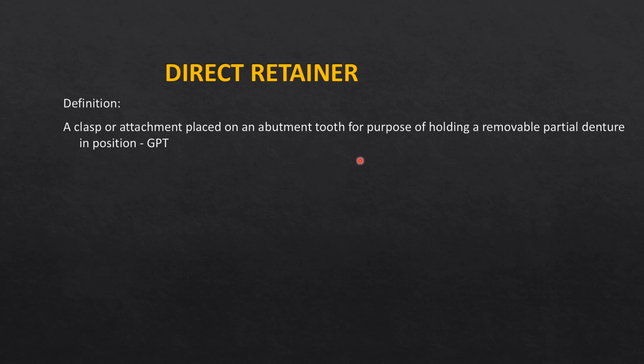Placed on the abutment tooth for the purpose of holding a removable partial denture. Here, in removable partial denture, abutment tooth is a tooth on which the clasp assembly is placed. Okay, the tooth which is just adjacent to the edentulous area.